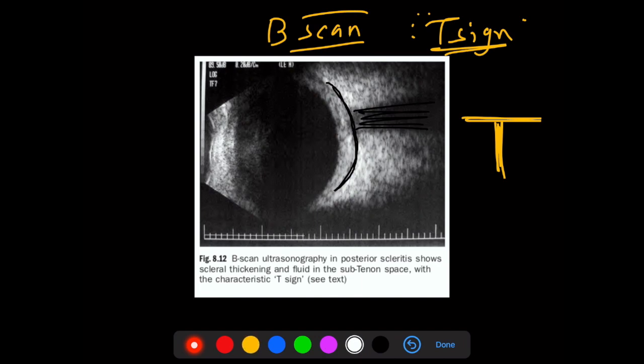And also there is going to be this scleral thickening, or RCS, retinochoroidal scleral complex thickening, which can also be noted in case of a posterior scleritis.